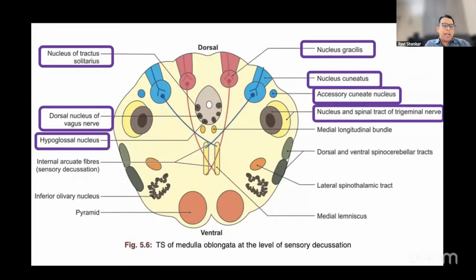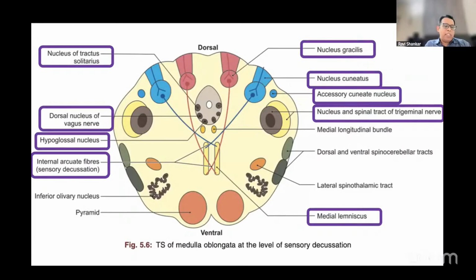The central gray matter at this level has various cranial nerve nuclei, the last cranial nerve nuclei of hypoglossal, dorsal nuclei of vagus, and nucleus of tractus solitarius. The white matter organization at the level of sensory decussation at middle medulla is that nucleus gracilis and cuneatus give rise to internal arcuate fibers, which cross to the opposite side and form the medial lemniscus. So this decussation of the sensory tracts at this level gives rise to the name of the level, that is the level of the sensory decussation.